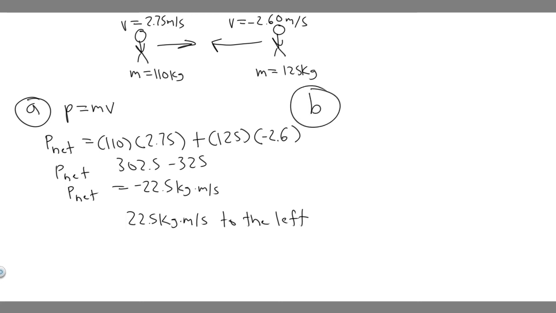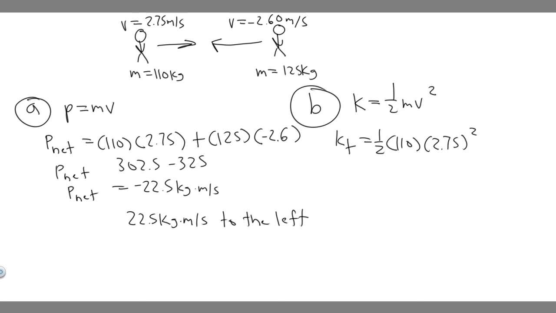All right, let's do B now, which is the total kinetic energy. So kinetic energy, K, we know is equal to 1/2 mv squared. So what we're trying to do is just add them up. We're trying to find their total, so you can just say K total. Let's just take the kinetic energy of each of these individuals. So let's start with the first guy right here. So 1/2 times their mass, which is 110, multiplied by their velocity squared, which is 2.75 squared.